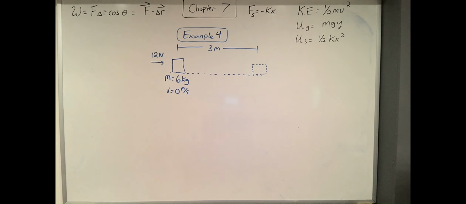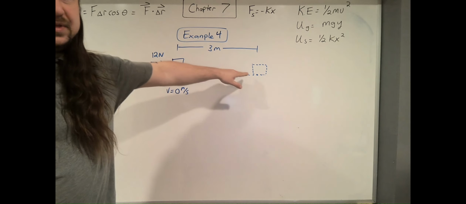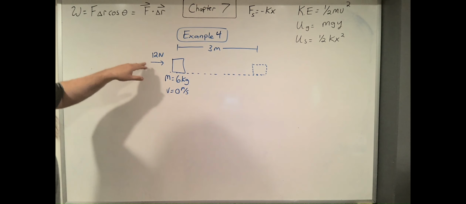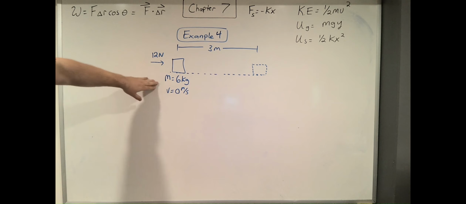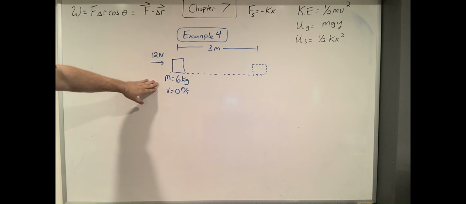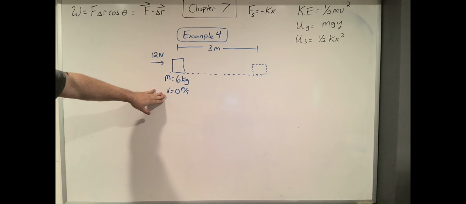Okay, let's look at example 4 here. It's a somewhat similar problem to the one we had earlier. We have a box, and we're going to move that box 3 meters across the floor. This time we're going to give it 12 newtons of horizontal force. The box is a little bigger. We have a mass of 6 kilograms, and initially the box is at rest.